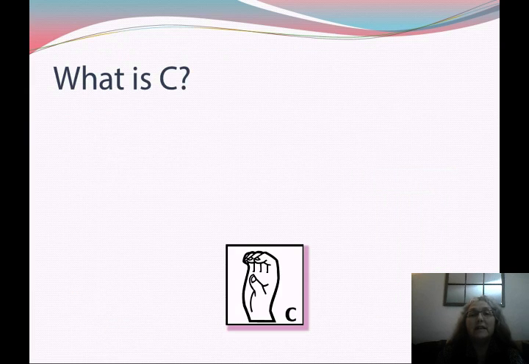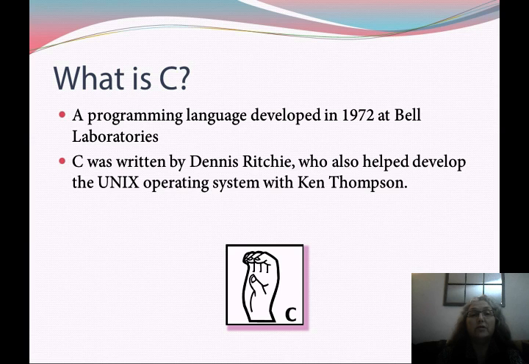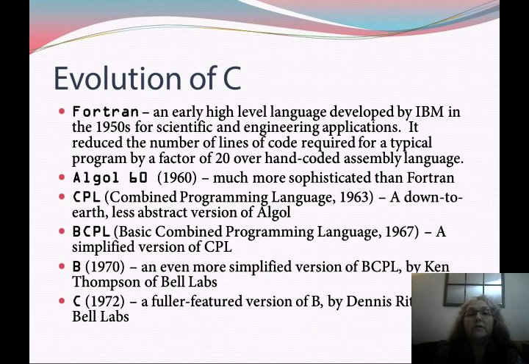What is C? Well, C was not the first high-level language, but it has a long pedigree. It was developed in 1972 at Bell Laboratories by Dennis Ritchie, who was co-developer of the Unix operating system. C was created to run on Unix. Here's the evolution of C.